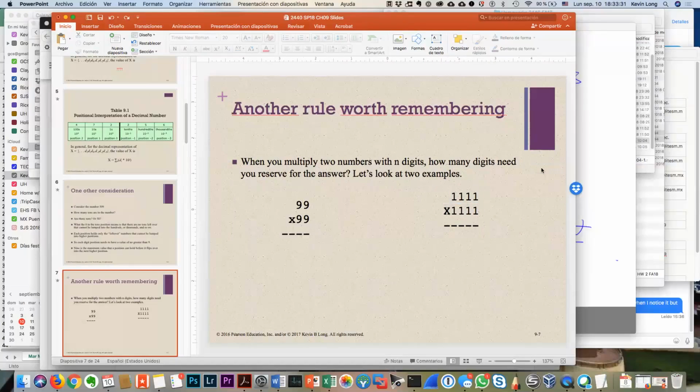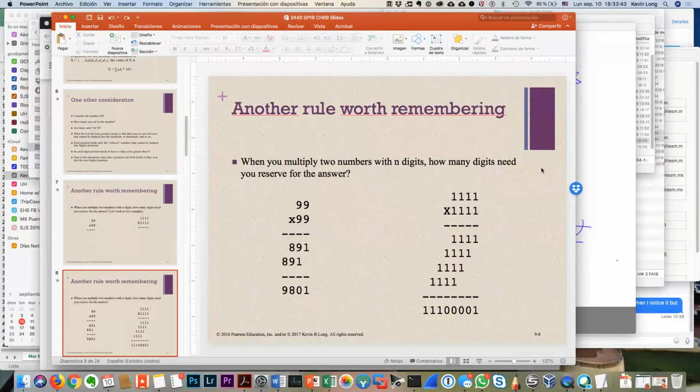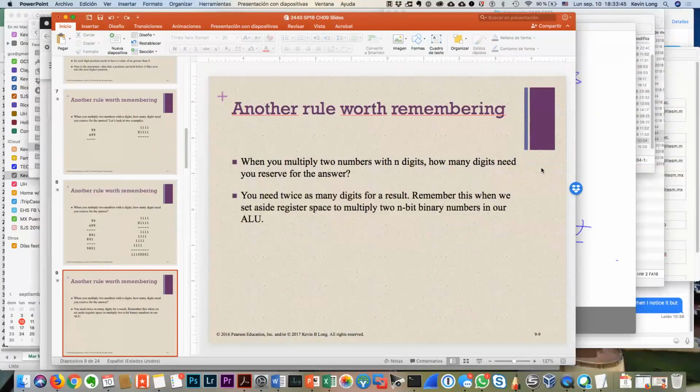So just remember, we need a much bigger space. We need twice the space. And when we look at how to do multiplication, it's going to be like magic, because we'll see where those things come from. So this is just to prove to you there really is that many digits.